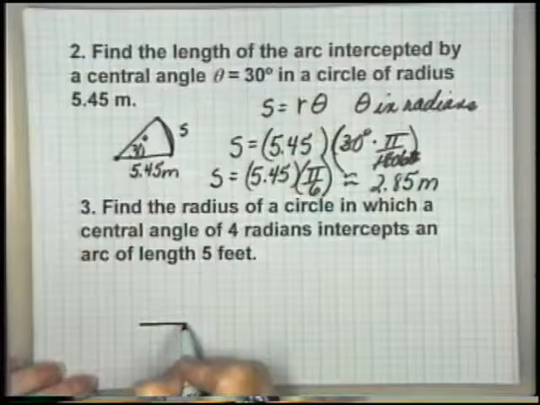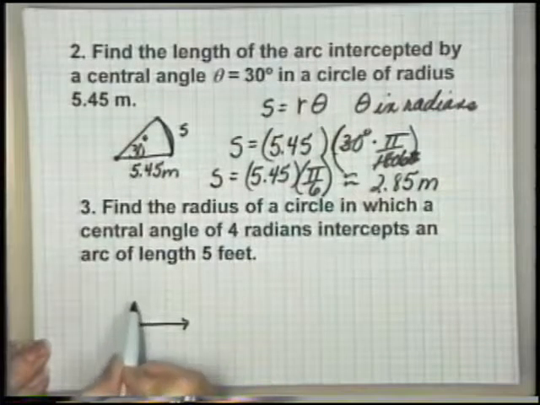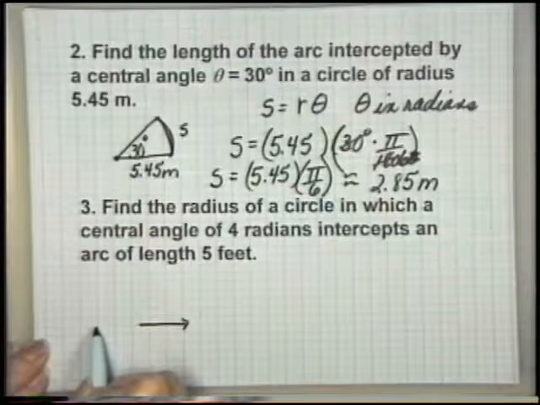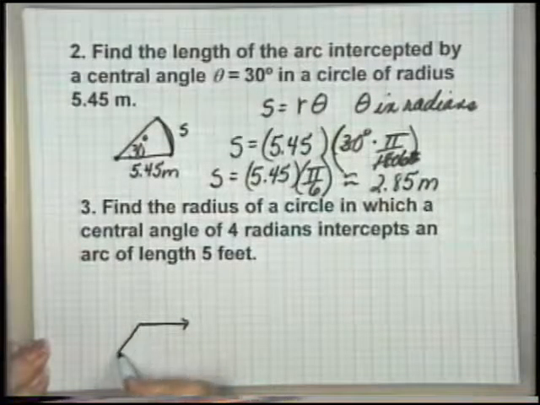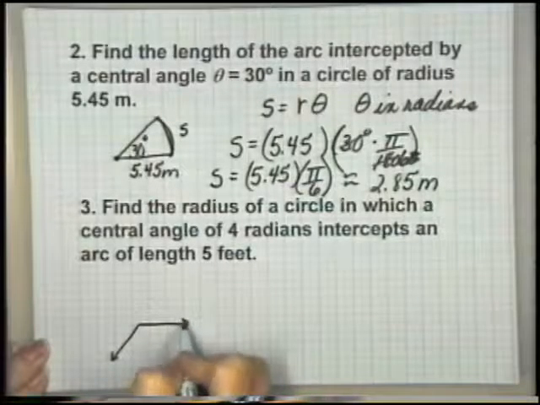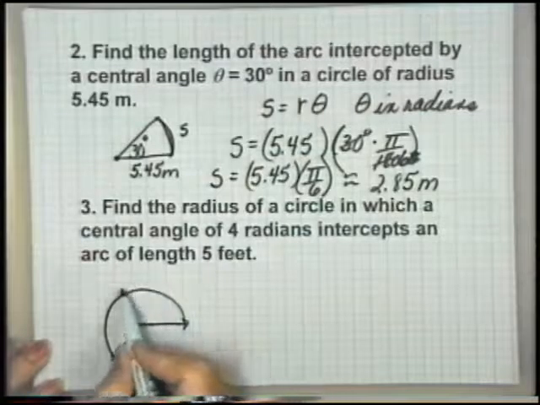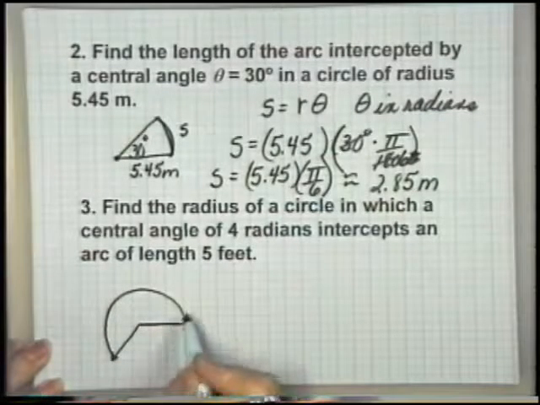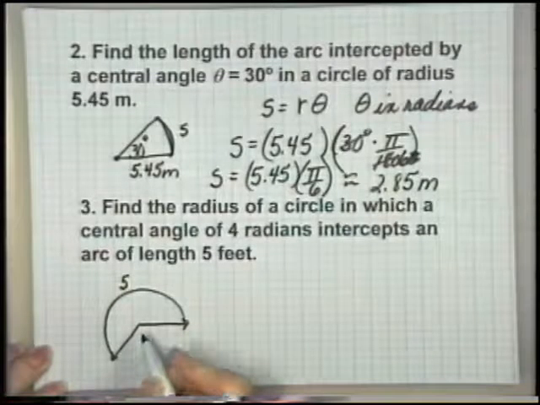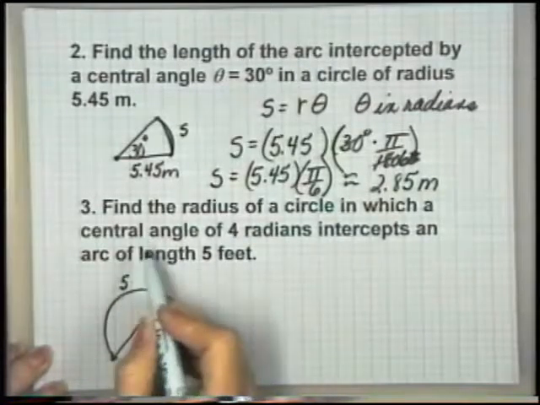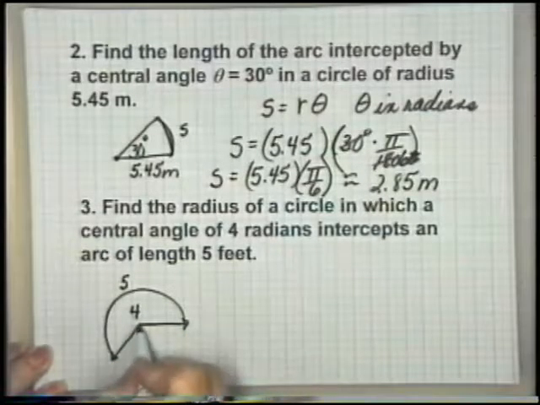Let's see here. I'm going to put my angle that way. 4 radians, well I know two here is about pi radians, 3.14. So I'm going to say 4's down here somewhere. This probably won't be true to scale, but it'll be close. So there's my arc length, and it tells me my arc length is 5 feet. So I know S is 5 feet.